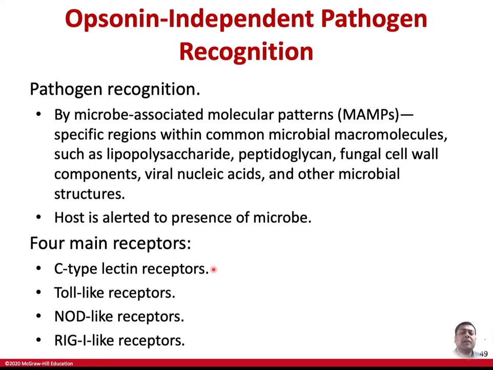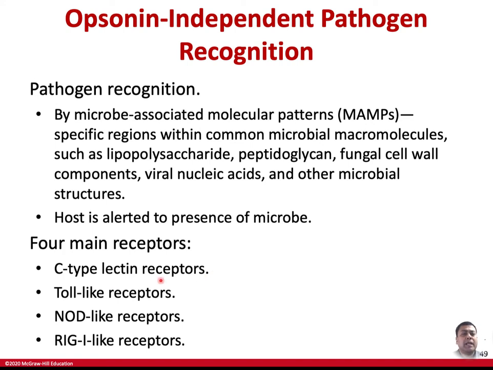Along with that, there are some capsular polysaccharides, say for example, Streptococcus pneumoniae and Klebsiella. These all can bind to these lectin receptors, and upon binding, they will trigger the cytokine expression to trigger the immune system.